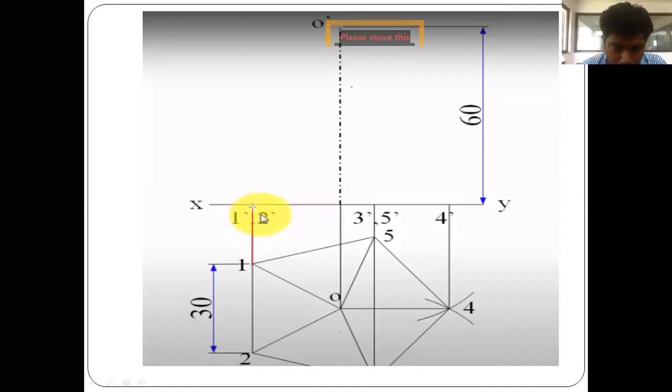From here, we have generated up to here. From this, it is the center line. From here, we have to, from the last, we have point 4 dash. Okay. So next, we have to join this line.